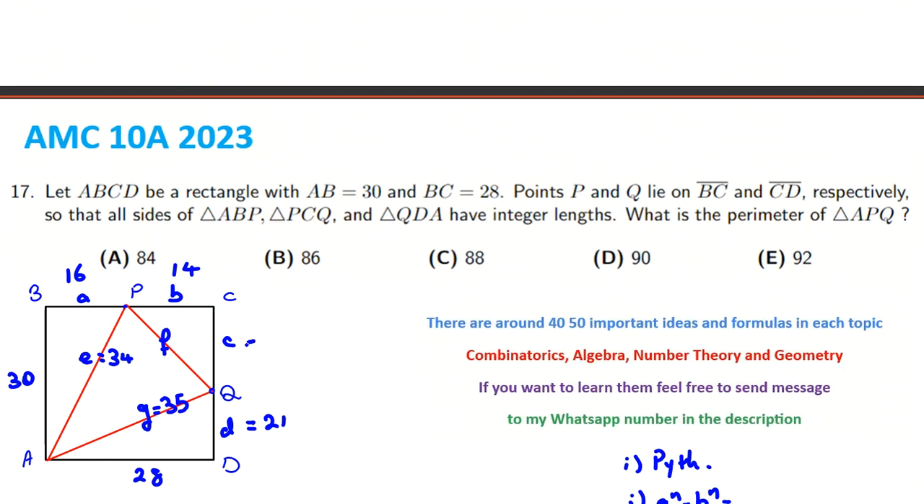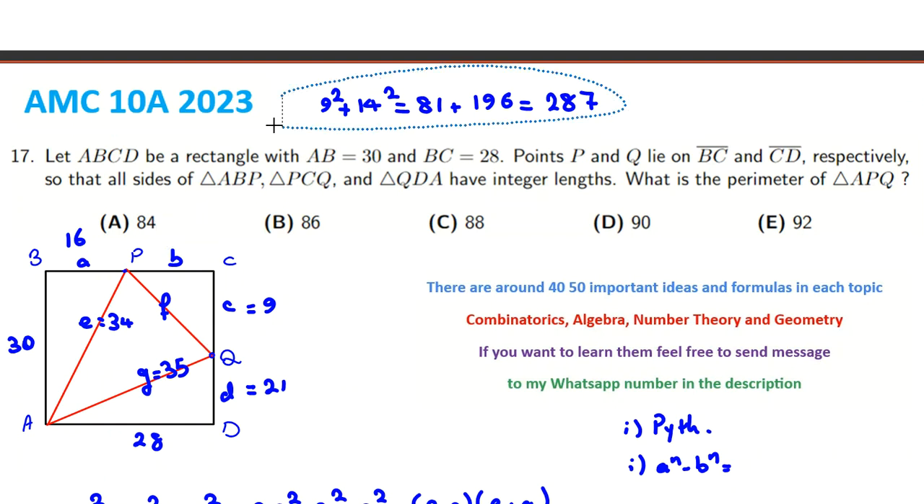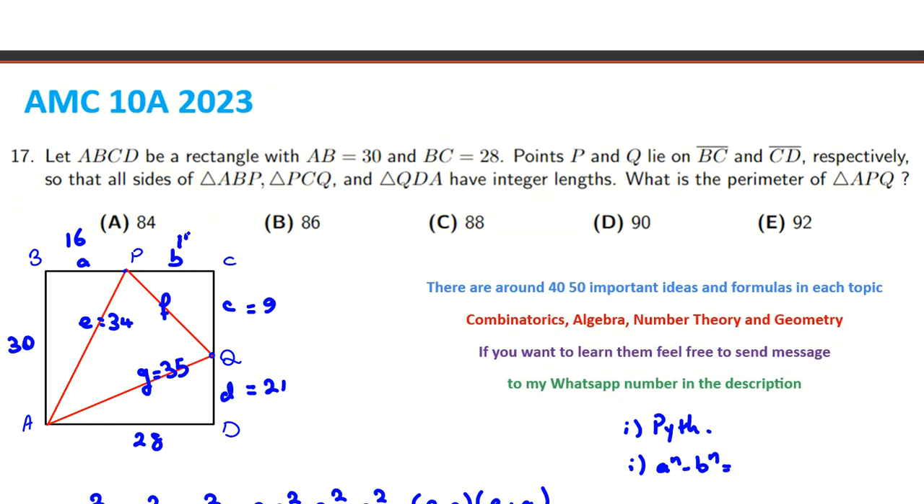Now c will be 9, and 9 squared plus 14 squared. Let's check it again. Oh, sorry. Here, when it is 16, the next one is not 14, because it's not 30; it's 12. Let's correct this part. For f, 12 squared plus 9 squared is 144 plus 81, which is 225. So f squared is 225, so f is 15.